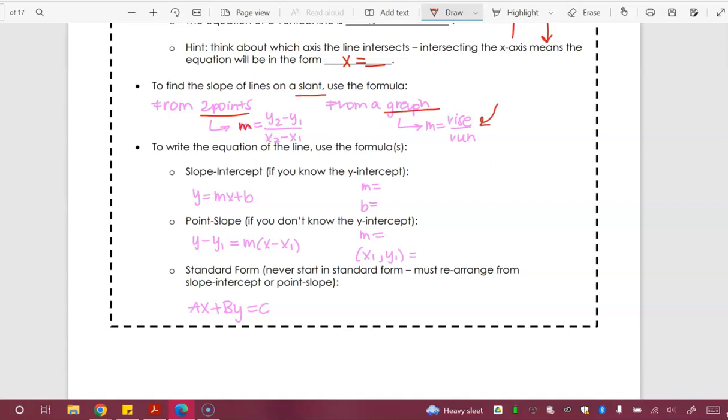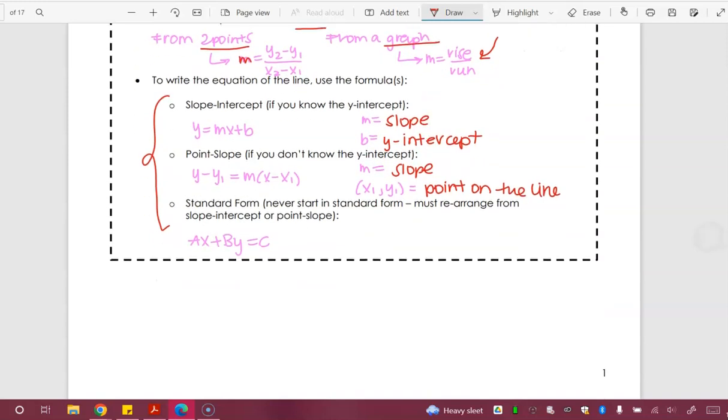Okay, we've got different equations, 3 different equations of lines. We've got slope-intercept form. Remember, m is the slope and b is the y-intercept. We've got point-slope form. Again, m is the slope, and you're going to see an x1 and a y1. That's a point on the line. And now we've got standard form as ax plus by equals c.